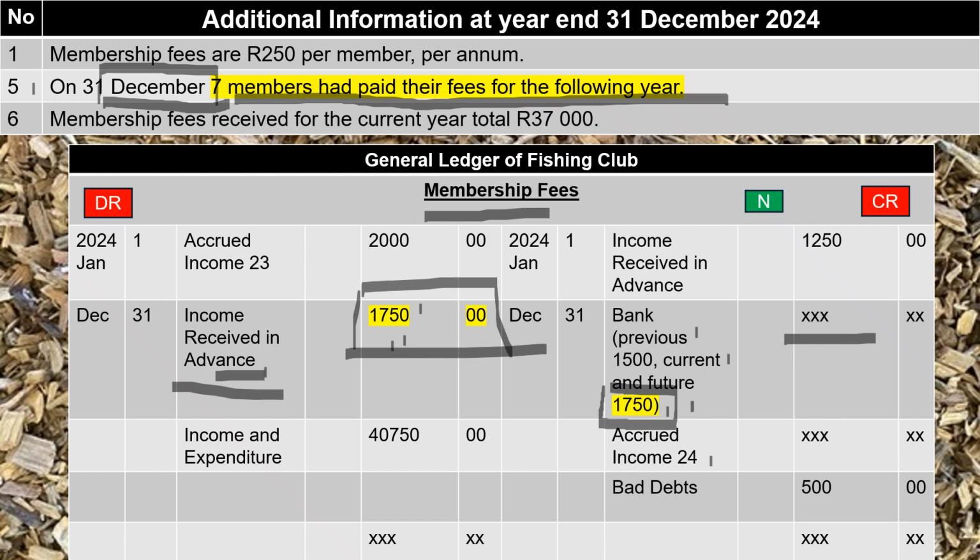14 minutes. Let me get going quicker. So this 1,750 must also be entered under bank. So we've got 1,500 that we received out of those people that still owed us in the current year. Now 1,750 relates to next year. So let's move on.